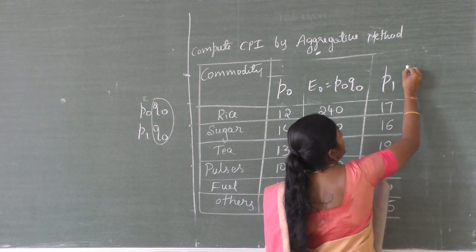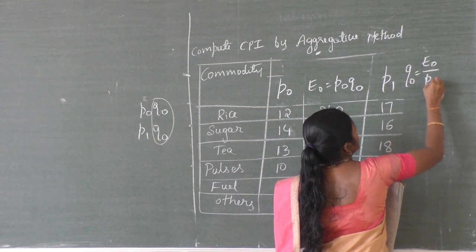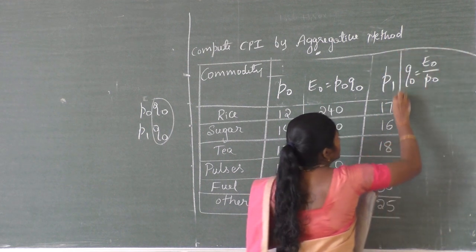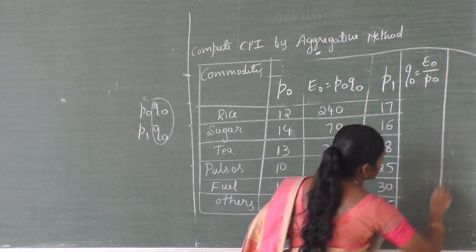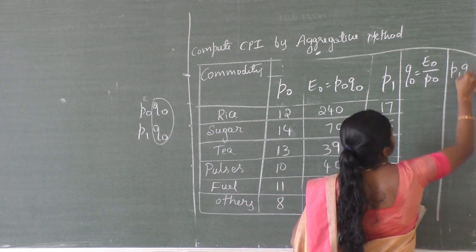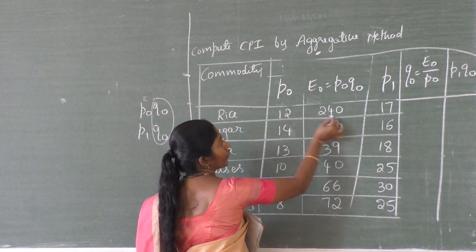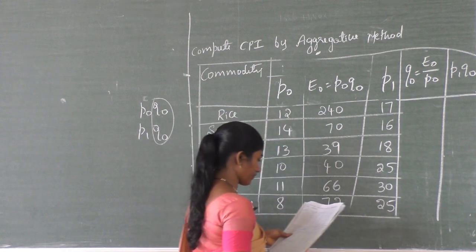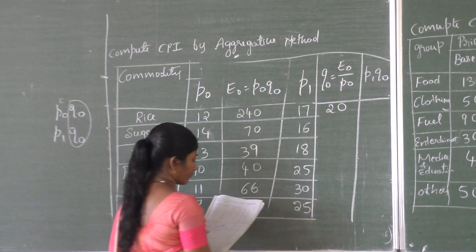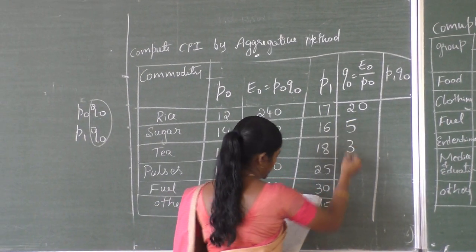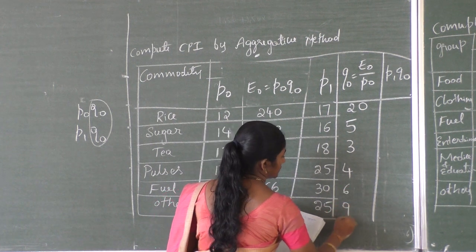Here Q naught equals E naught divided by P naught. Afterwards, P1 Q naught. We should find out these two. Q naught: how much? 240 divided by 12, that is 20. 70 divided by 14, answer is 5. Like this way only, you have to divide it. We get the answer this way.